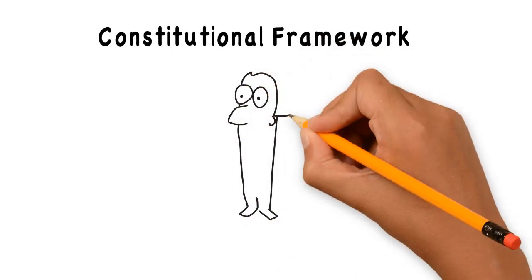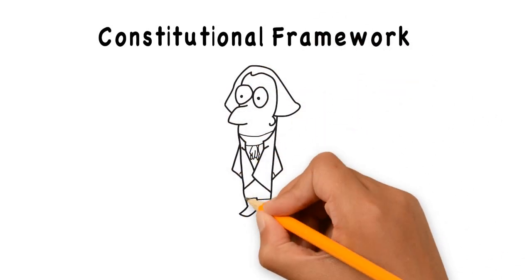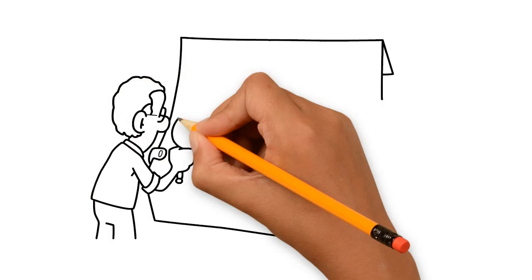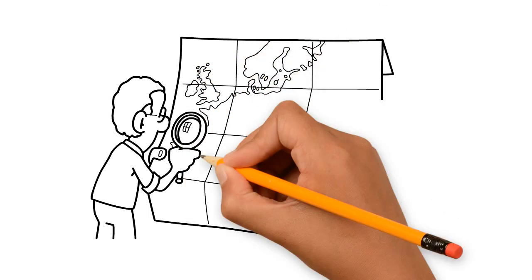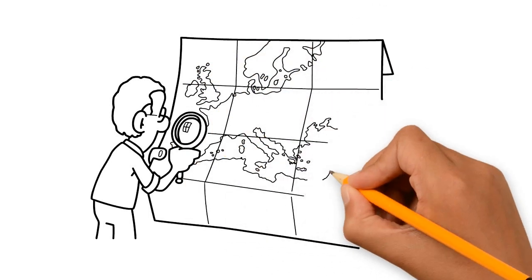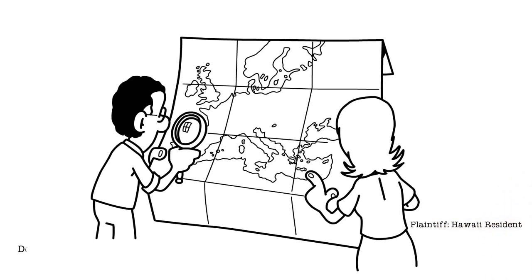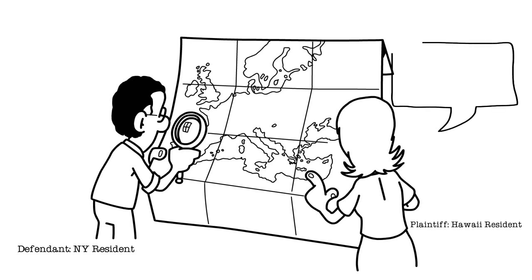The first step is to consider what's called the constitutional framework for personal jurisdiction. You see, when a plaintiff files a case in a federal court, the court is considered the forum court. If the forum court is going to have jurisdiction over the defendant that lives in a different state, then the forum court is going to have to satisfy the requirements of the federal Constitution.